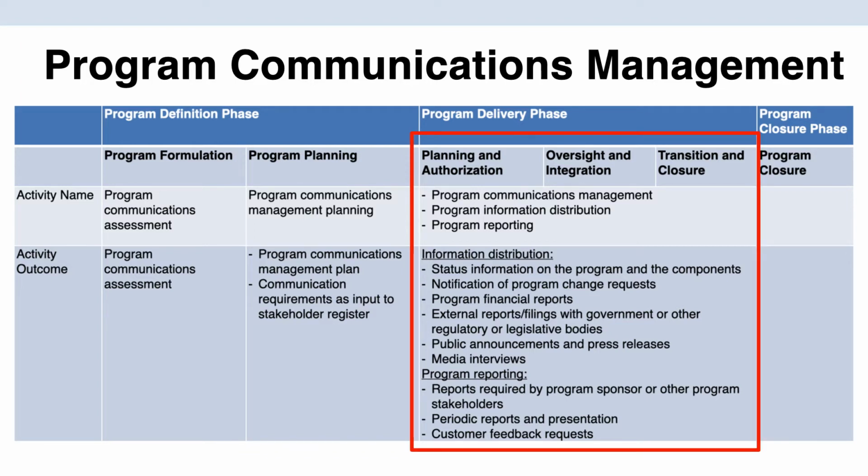Now, moving on to the delivery phase, we have the program communication management activity, and this will contain two sub activities: program information distribution and program reporting. The program information distribution sends information to different stakeholders using different media like face-to-face, emails, video, social, etc., based on their preference that would be captured in the stakeholder register. The program reporting is the activity of consolidating performance and reporting related data to provide stakeholders with information on how resources are being used by the program to deliver the benefits.